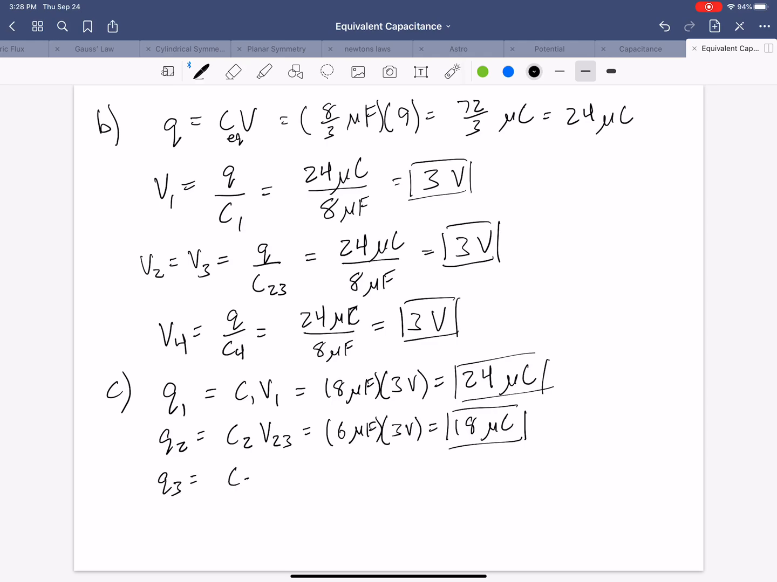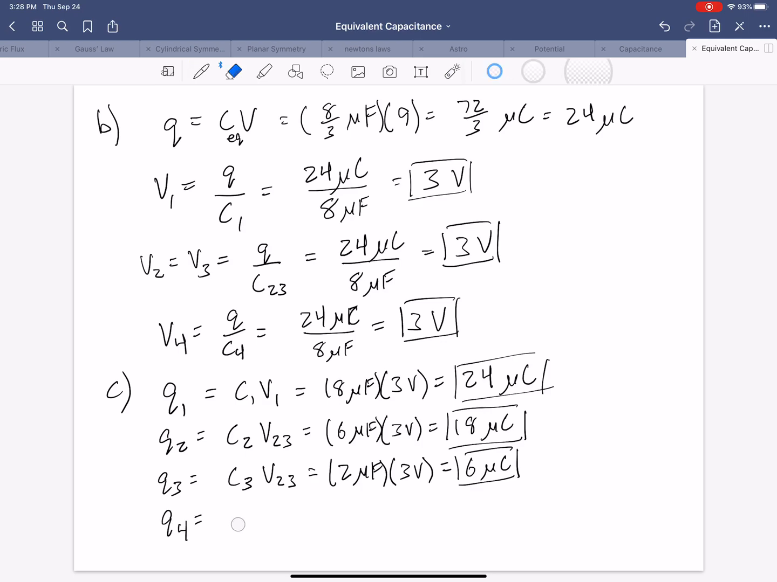Q3, very similar. Capacitance 3, and now the voltage, just like for 2, is the same. So this is 2, and this is 3. So 2 times 3 is 6 microcoulombs. Notice that it holds less charge because it has a smaller capacitance than capacitor 2, which can hold up to 18 microcoulombs, 3 times more because it has 3 times higher capacitance.